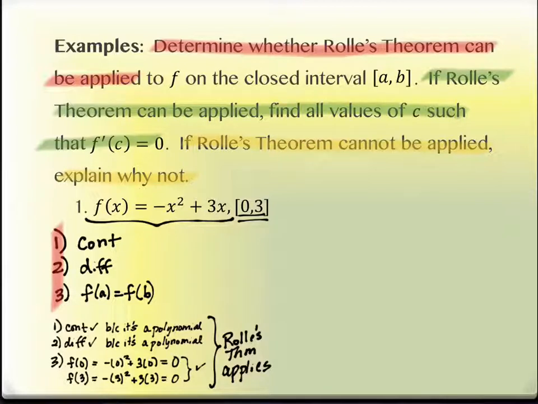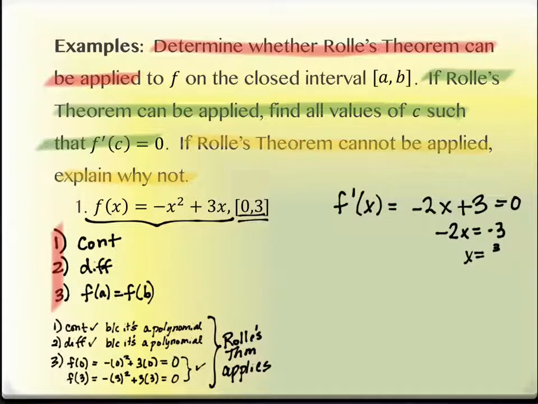So our function, negative x squared plus 3x, what's the derivative of negative x squared plus 3x? Negative 2x plus 3. Beautiful stuff, right? And then we're going to set it equal to 0, and we're going to solve it. So negative 2x equals negative 3. X is 3/2. Everybody good on that?